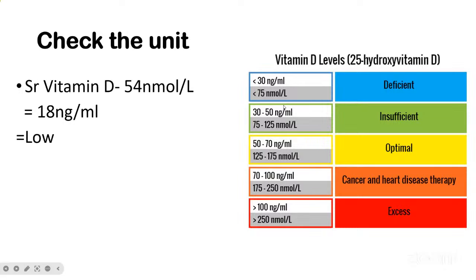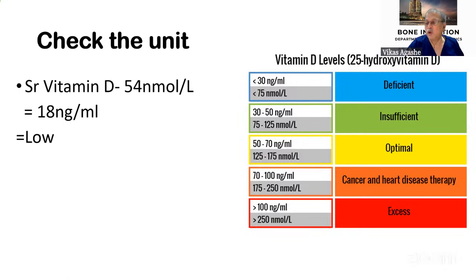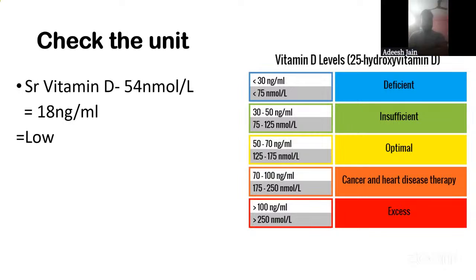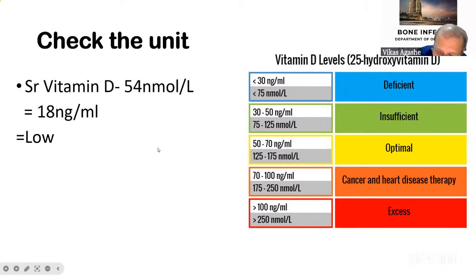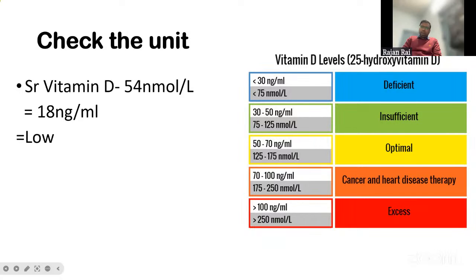So you need to check their normals and check their unit. Always check the unit. So for Lal lab, it is 75 to 175. Samjha? So when you have this report as 54 nanomoles, it is actually 18 nanograms per ml. And that is significantly low. Okay. Again, you are all with me? Yes, sir. Okay. So always check the units of vitamin D.